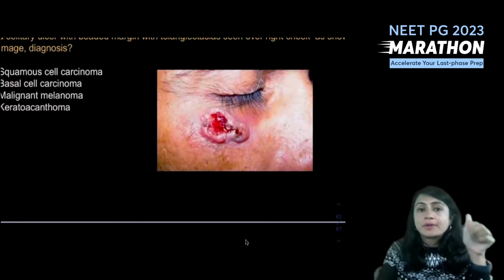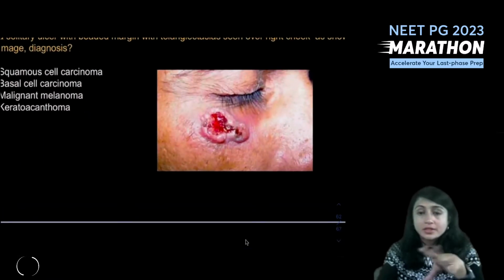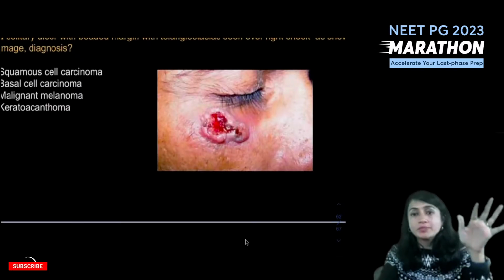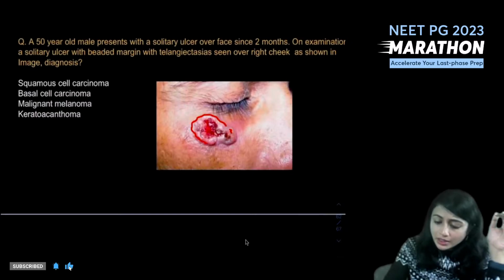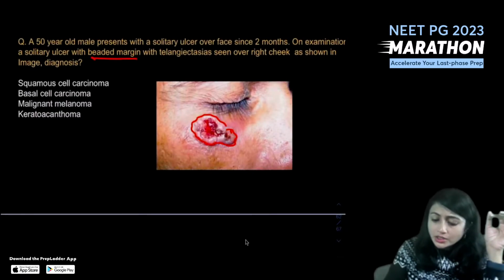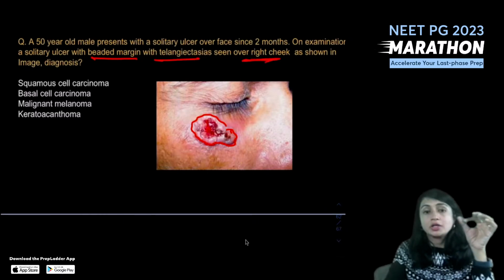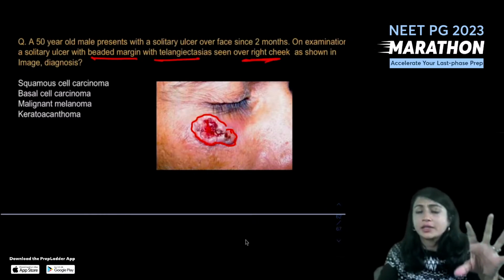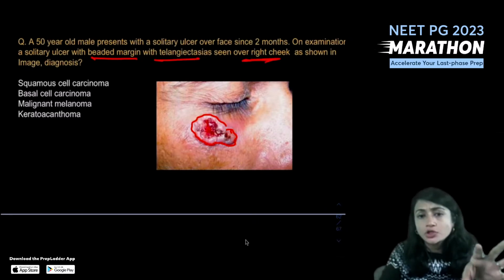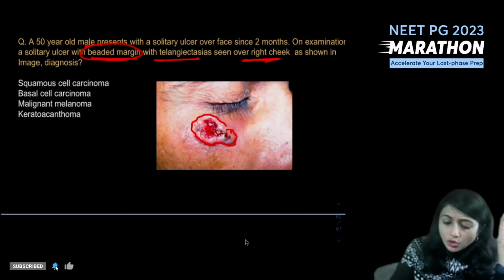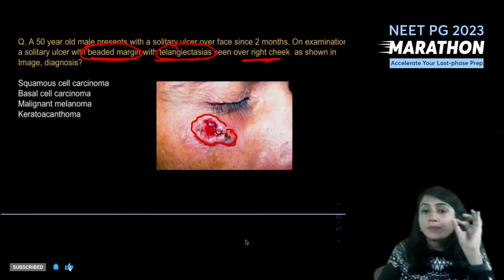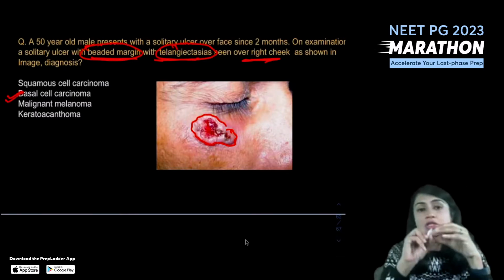A 50-year-old male presents with a solitary ulcer over the face. They have asked you a question on this a lot of times. On examination, you see a solitary ulcer with beaded margin and telangiectasias over the right cheek. What is the diagnosis? Very, very clear-cut picture. They usually give you an image question on this. So when you see an ulcerated lesion just below the eye, on the cheeks, and there is beaded margin with telangiectasias, please think of basal cell carcinoma.